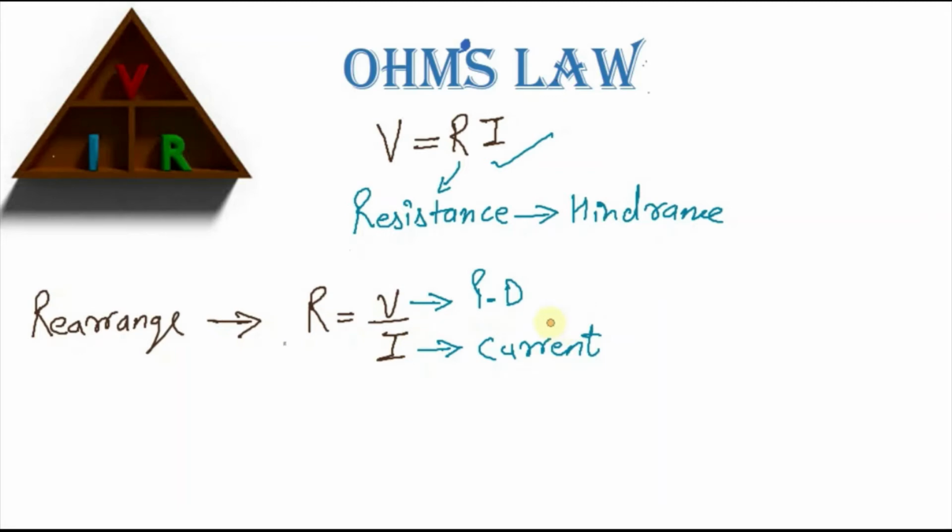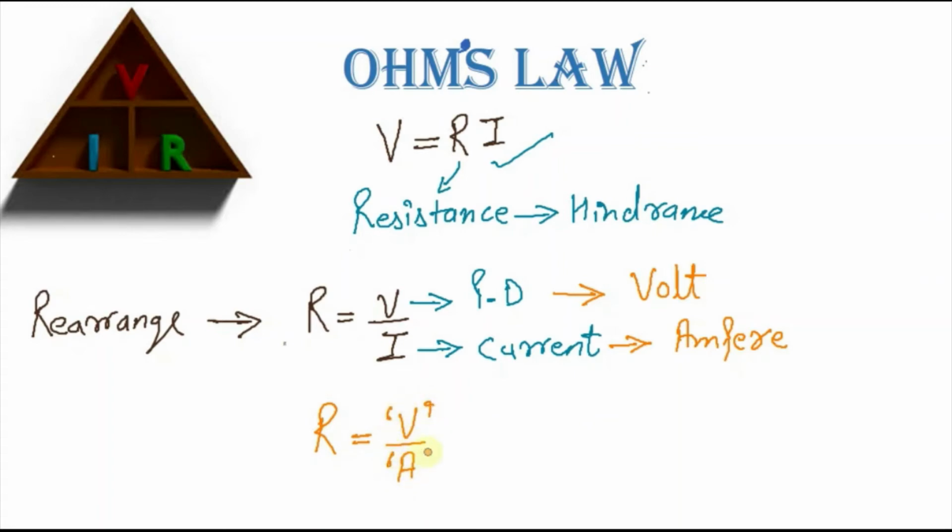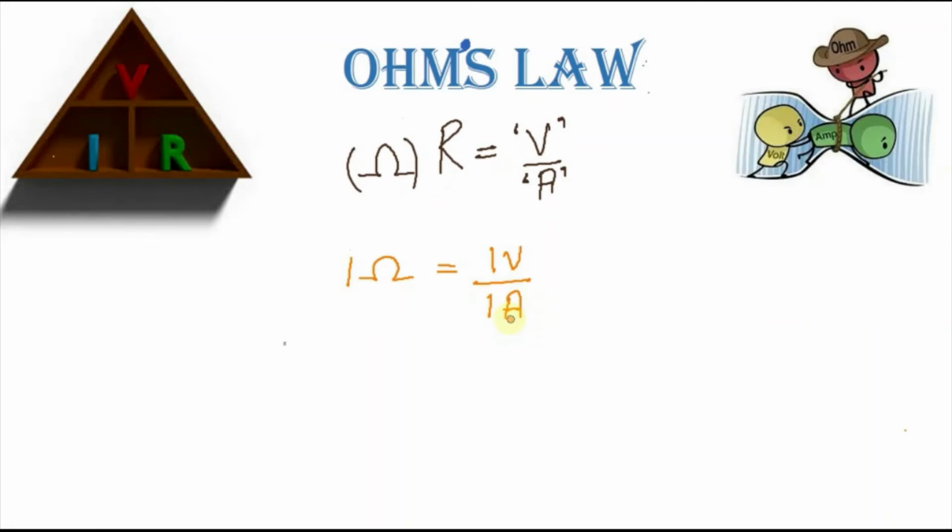Let's see the unit of resistance. Here given R is equals to V upon I. So the SI unit of potential difference is volt and the SI unit of current is ampere. So the SI unit of resistance will be volt upon ampere. 1 ohm is equal to 1 ampere of current flowing in the circuit when the potential difference across the conductor is 1 volt.